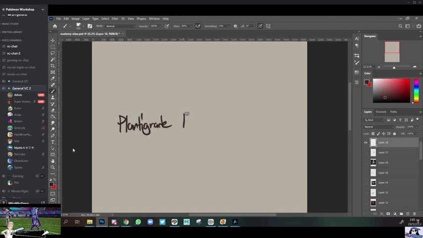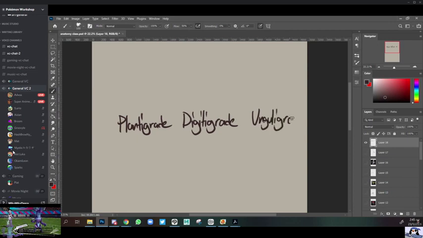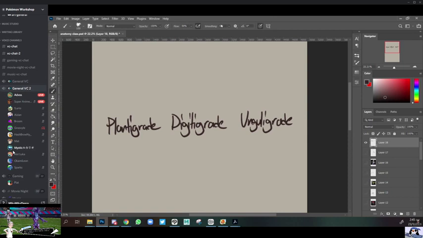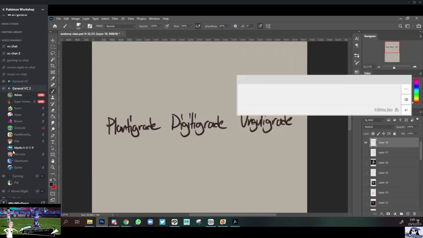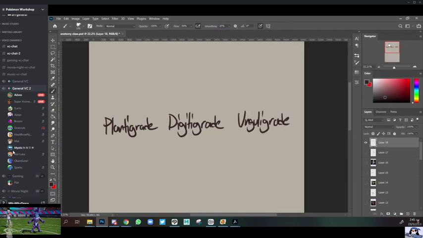Plantigrade. The second one is Digitigrade. And the last one is Unguligrade. Like I said, these are very technical terms. You don't have to remember. It's not important. I just want to write it out for like no reason.